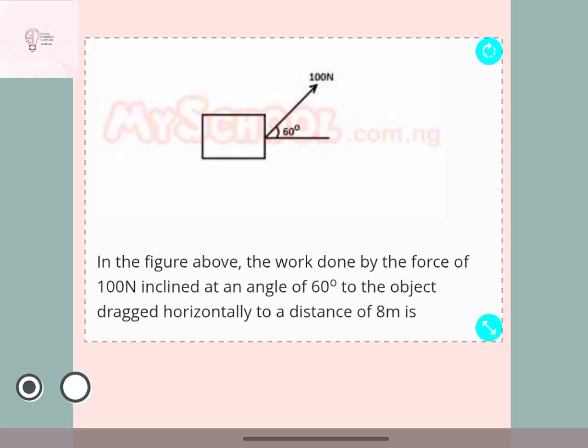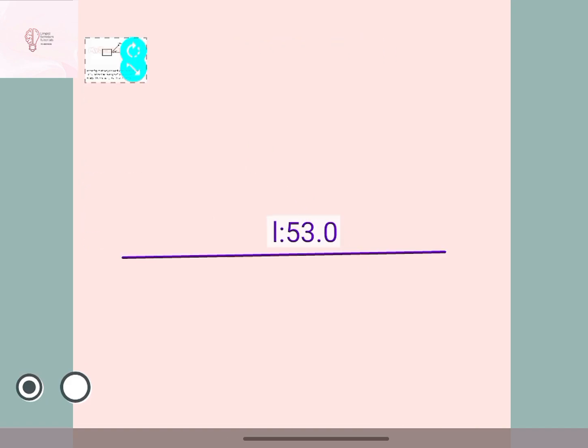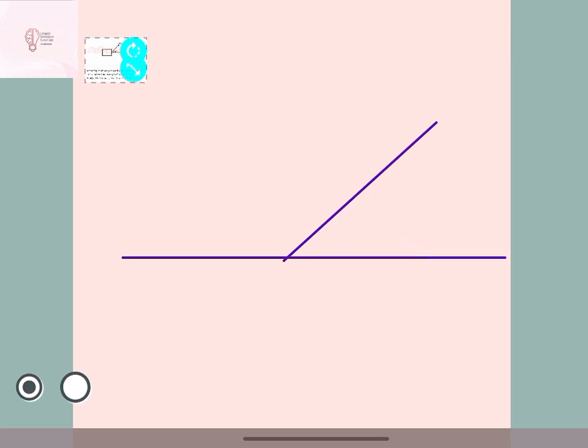All right, we are going to talk about an object inclined at an angle theta to the horizontal and also to the vertical. You're going to talk about a lot of cases JAMB can ask you questions on. Okay, now let's talk about case 1. Case 1 is when an object is inclined at an angle to the horizontal.